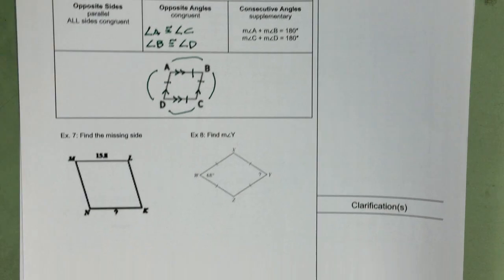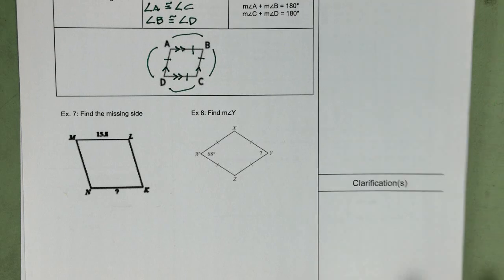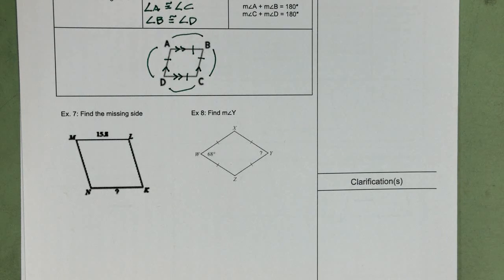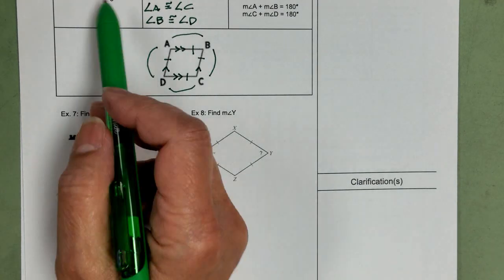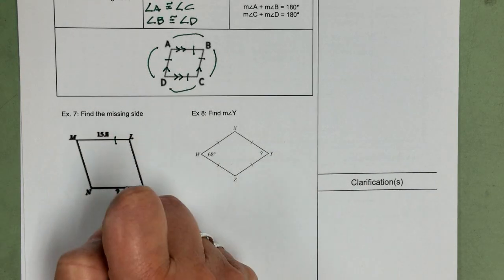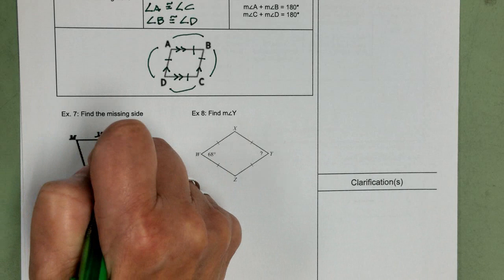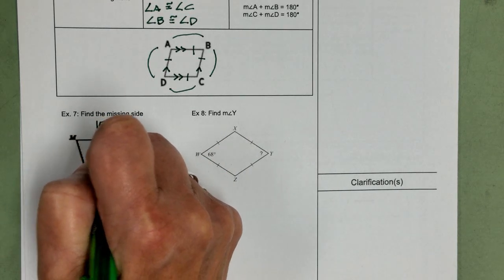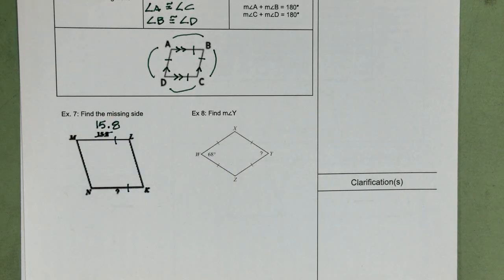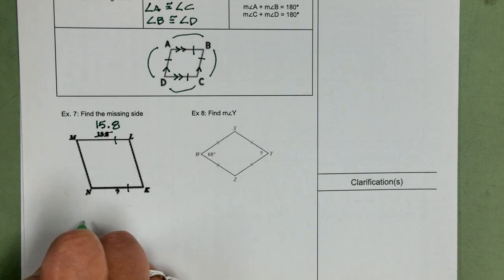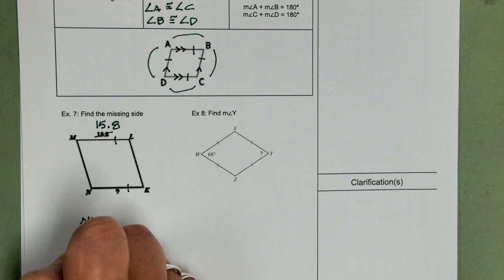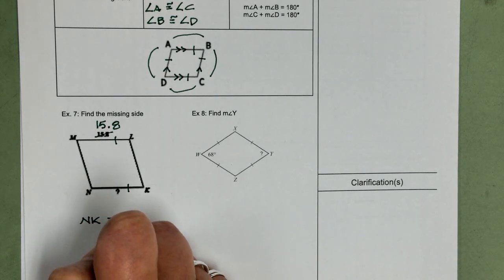Okay. So let's find the missing side on example 7. This is a rhombus. All sides are congruent. So if this side, and it's very difficult to read, it's 15.8. Since all sides are congruent, then NK equals 15.8.